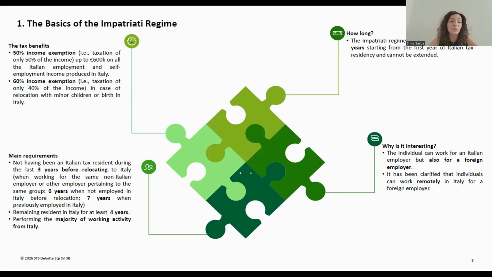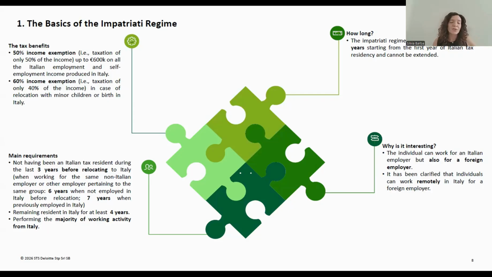As for the requirements to enjoy this special tax regime, we have to look at the Italian tax resident history of the person applying for the regime. So the regime is available for people who have not been resident in Italy for the 3 years prior to the relocation to Italy. And this non-tax residence period extends in case the individual is relocating to Italy to work for the very same employer he worked for before relocating to Italy, or even in case the individual was already working in Italy before his actual relocation. So in those cases, the observation period of non-Italian tax residence rises up to 6 years or 7 years.